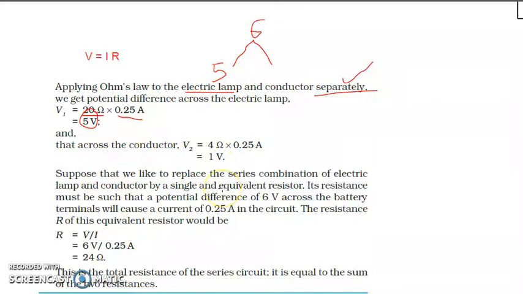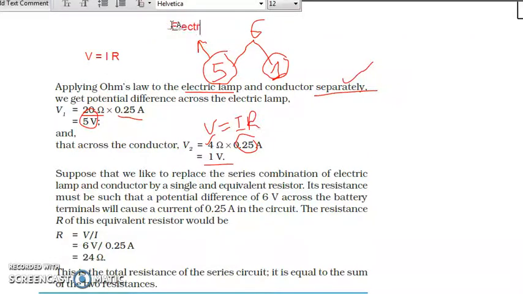and let us calculate the remaining potential difference across the conductor by using the same formula, that is V is equal to I into R. For that, I would be same, that is 0.25 ampere, and the resistance would be 4 ohm. This is the resistance, 4 ohm. So 0.25 into 4 comes out to be 1 volt. So we can say that the 6 volt potential has been divided across two things, this 5 volt and this 1 volt. Of course this 5 volt has been dropped across the electric lamp. Let us write it here as well. This 5 volt is across the electric lamp, and this 1 volt is across the conductor.